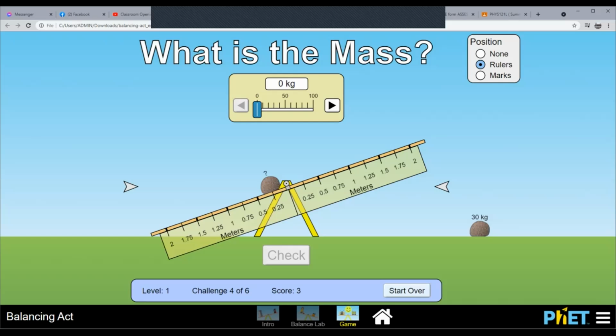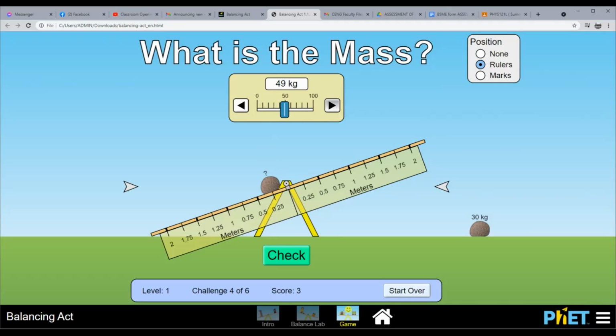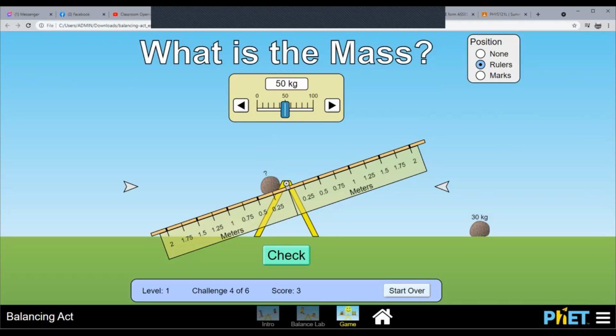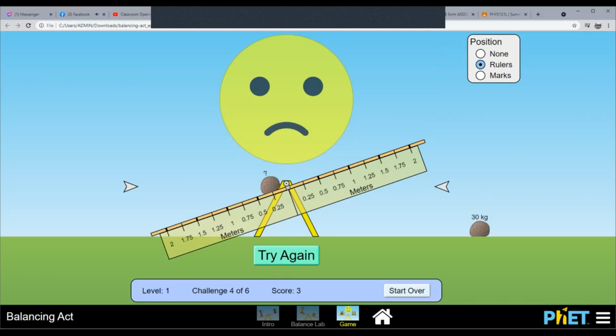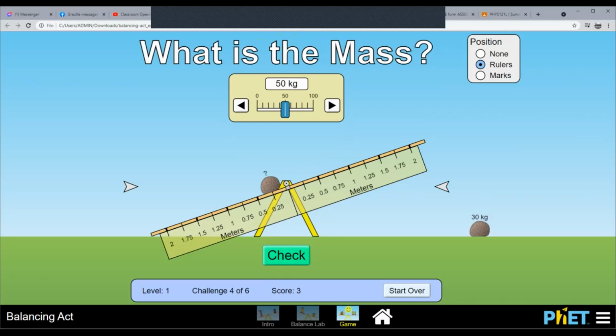Saan nyo gustong ilagay yung masa ng value? From 0 to 100. So let us try. Ilang kilos ang gusto nyo? Okay, so let us try 50. Tingnan lang natin. That is incorrect. Let's try again.